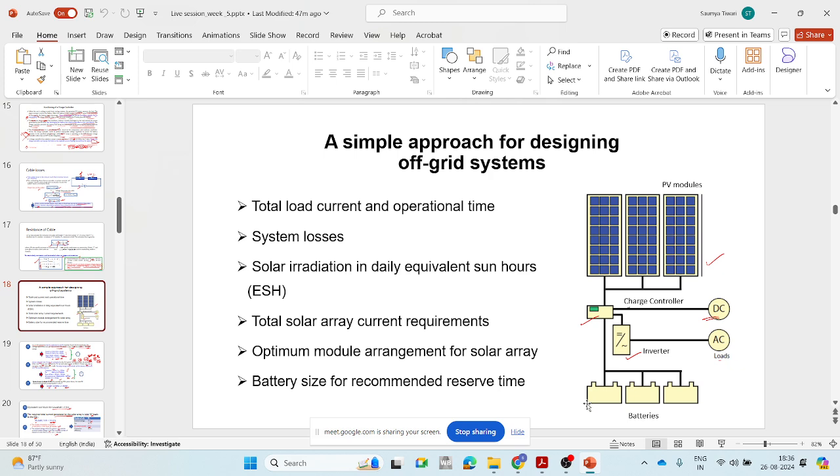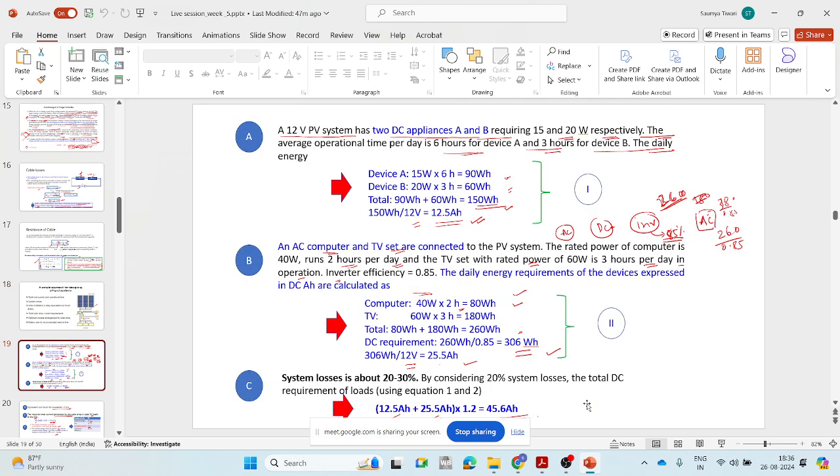How all this applies to a practical system is very well explained by this example that has also been explained in the lecture. Say a 12-volt PV system has two DC appliances, A and B, requiring 15 and 20 watt respectively. The average operational time per day is 6 hours for device A and 3 hours for device B. What is the daily energy requirement?